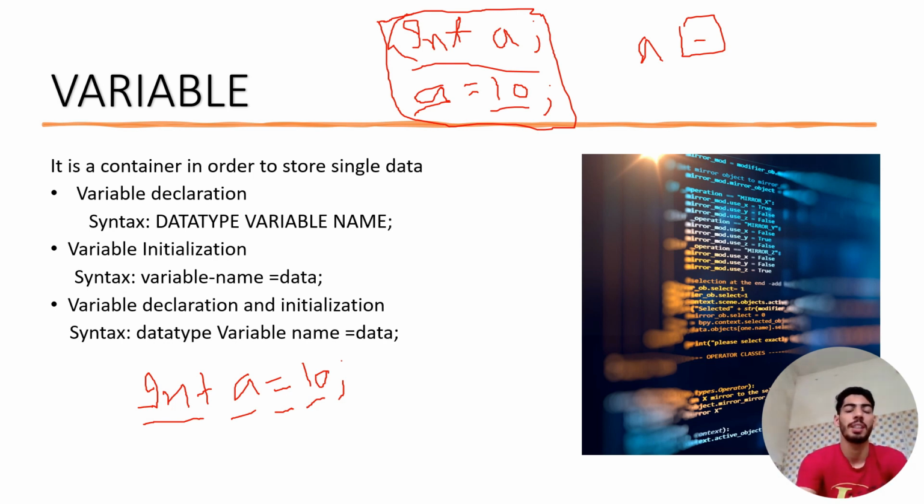We can also do both of these tasks in a single line. Variable declaration and initialization syntax is data type, variable name, equals to data. Here int is the data type, and a is a variable equals to 10. 10 is the data. We are doing declaration and initialization in a single line. That is a good way of declaring and initializing a variable.